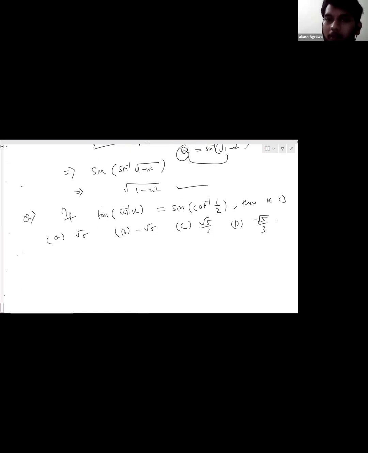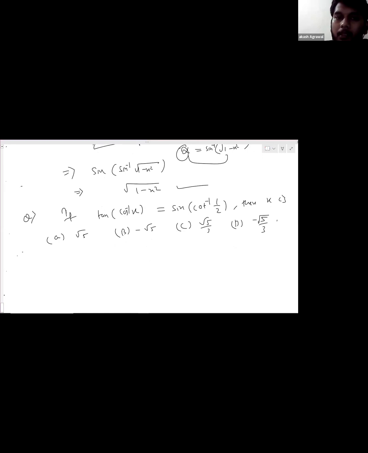So root 5 by 3. What is the answer? C, option C. Very good. And that was fast also. And see, this question actually you can solve without solving also.